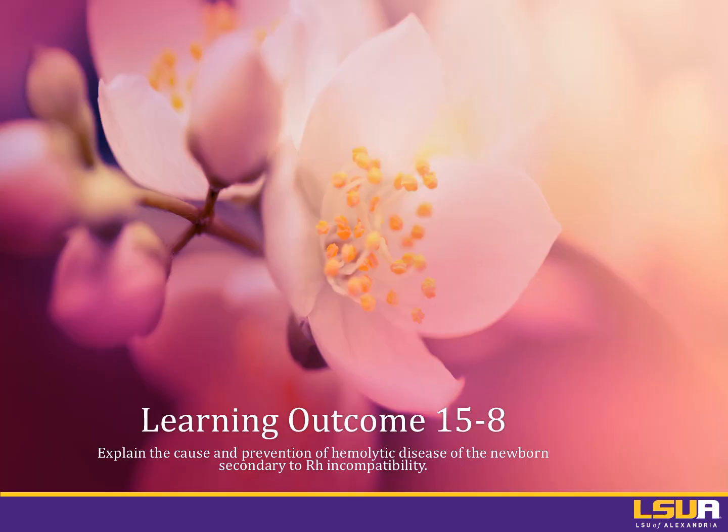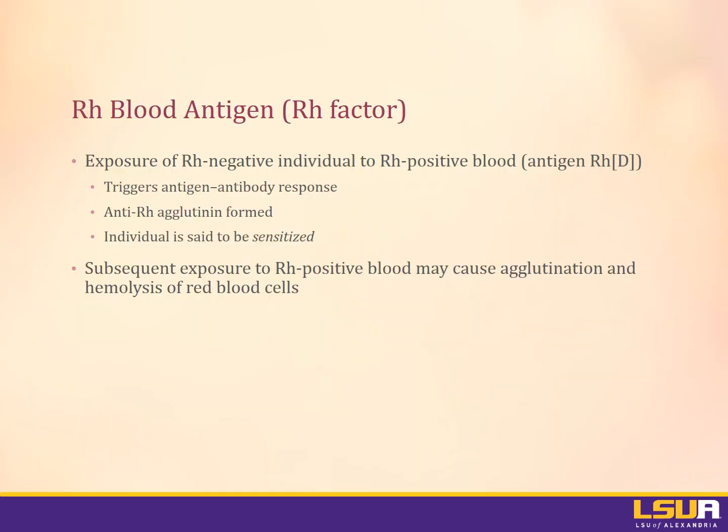Okay, hemolytic disease of the newborn secondary to Rh incompatibility. This is when we have a mama negative, baby positive. Exposure of an Rh negative individual to Rh positive blood triggers an antigen-antibody response. And so the anti-Rh agglutinin is formed and the individual is sensitized. Subsequent exposure to Rh positive blood will cause agglutination and hemolysis of the red blood cells. So you can understand why this is very dangerous.